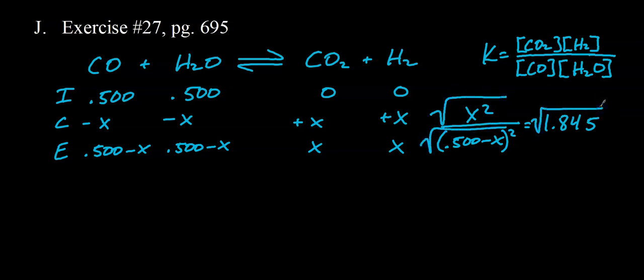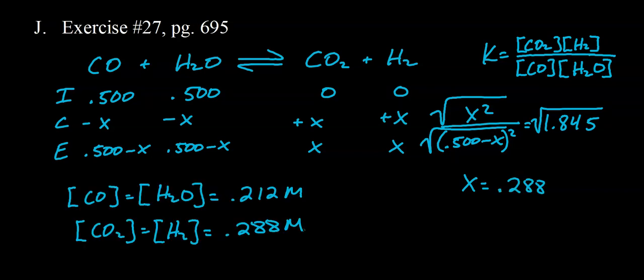Square root both sides. I think that'll greatly simplify our setup. So go ahead and square root both sides. So we get x over 0.500 minus x equals whatever the square root of 1.845 is, and then solve for x. Go ahead and pause the video, solve for x, and give the answers. The answers are the concentrations at equilibrium for each of the 4 substances. Go ahead and pause now.